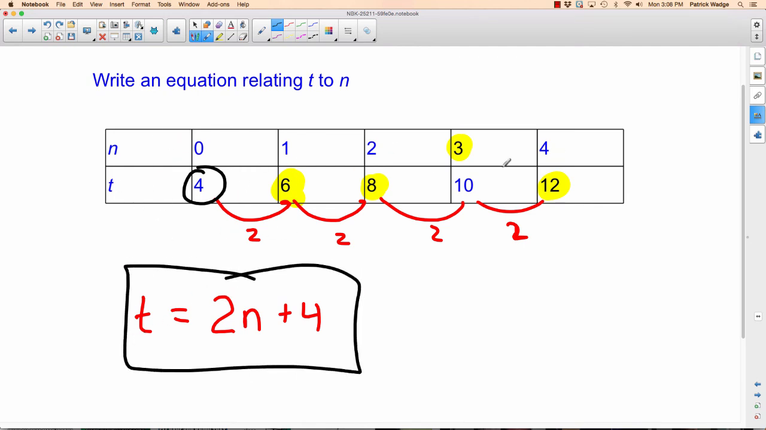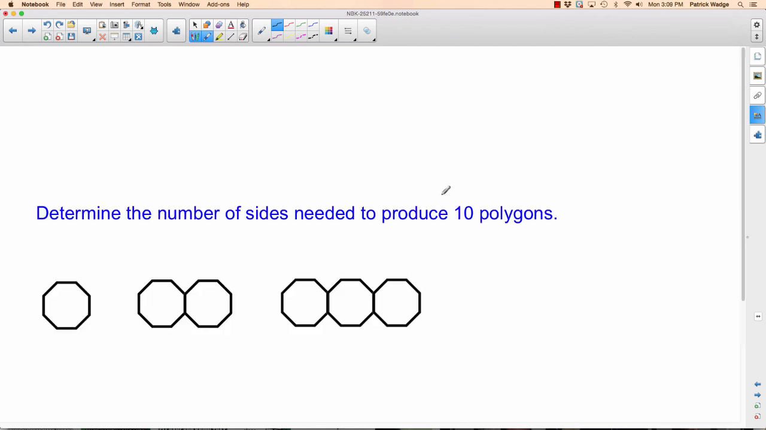for anything. If they asked, when n equals 30, so in this upper column, if it asked, when n equals 30, what does t equal? Easy. 2 times 30 is 60, plus 4 is 64. Simple. Okay, one last question.